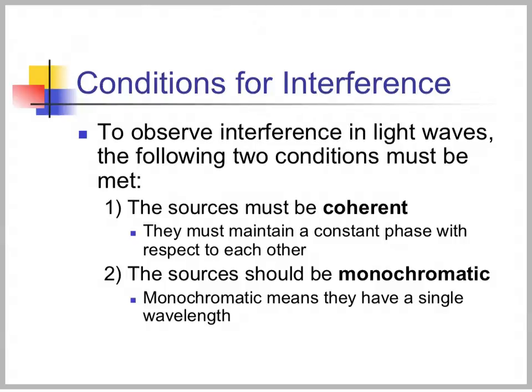So to observe interference in light waves, the following two conditions must be met. Number one, the sources must be coherent. That means they must maintain a constant phase relationship with respect to each other. And number two, the sources should be monochromatic, which just means that the light has a single wavelength.